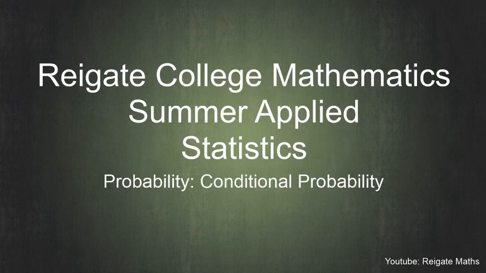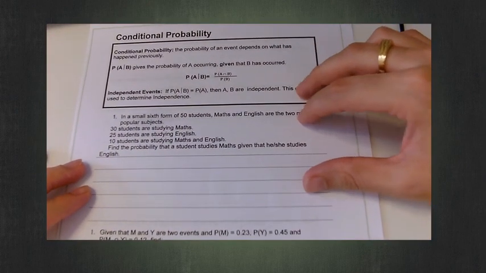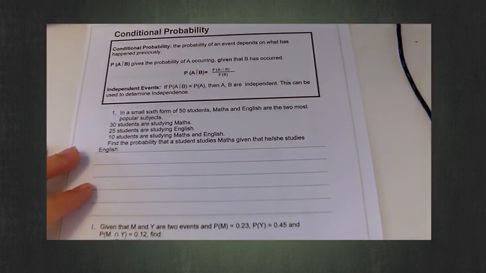Okay, so we're going to continue on from the previous video, which we looked at set notation, and we're going to analyse conditional probability. So what is conditional probability?